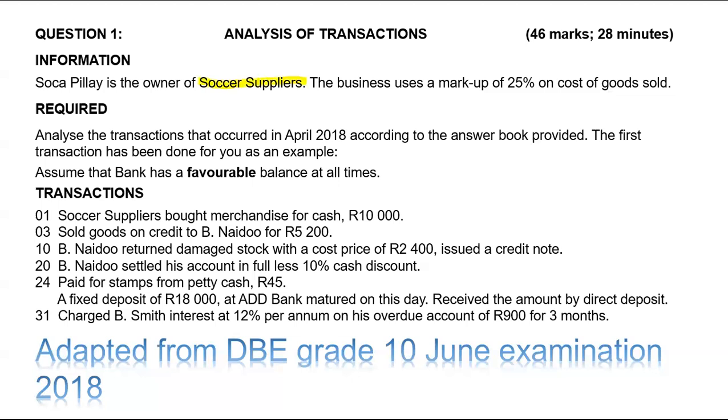The business uses a markup of 25% on cost. I don't know if I'll need this, but I'll highlight it for now. We are required to analyze the transactions that occurred in April 2018 according to the answer book provided. The first transaction has been done for you as an example. You need to assume that bank has a favorable balance at all times. So the first transaction was basically us paying for water and electricity by EFT.